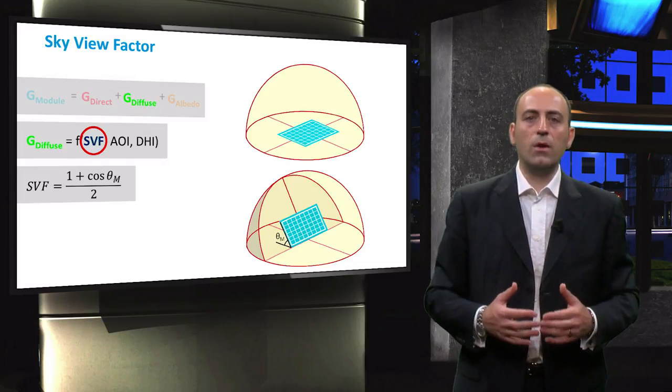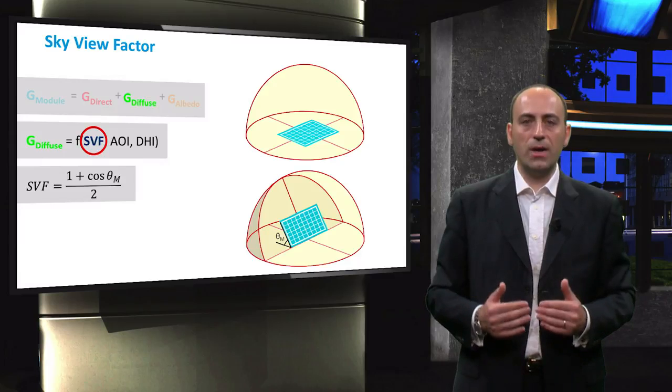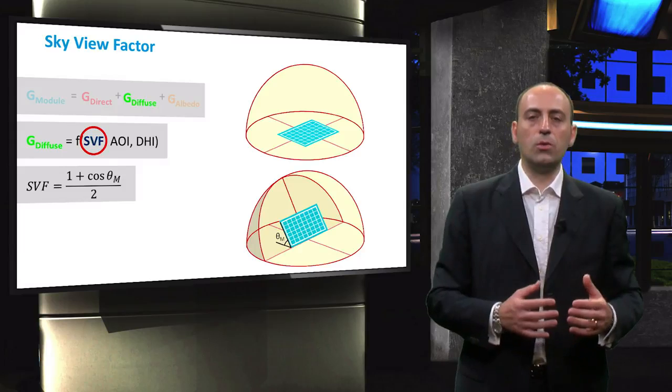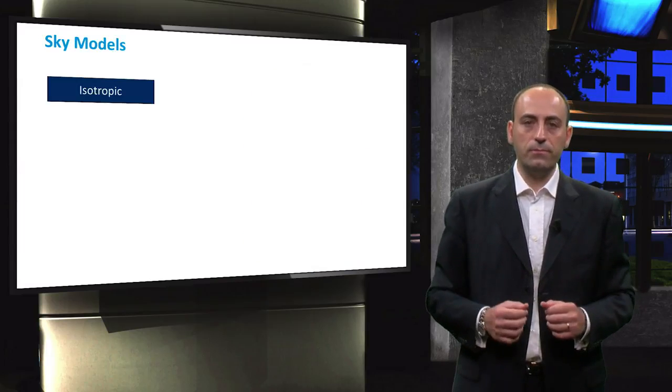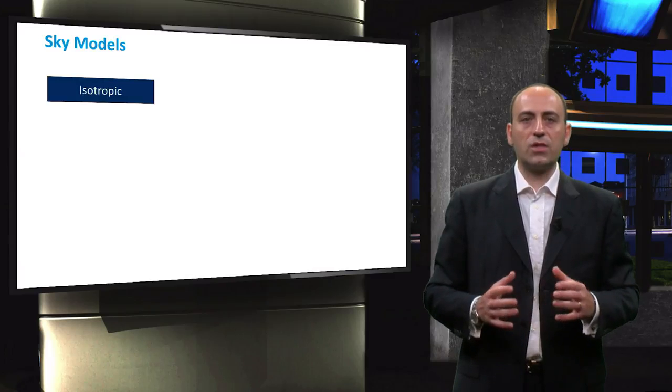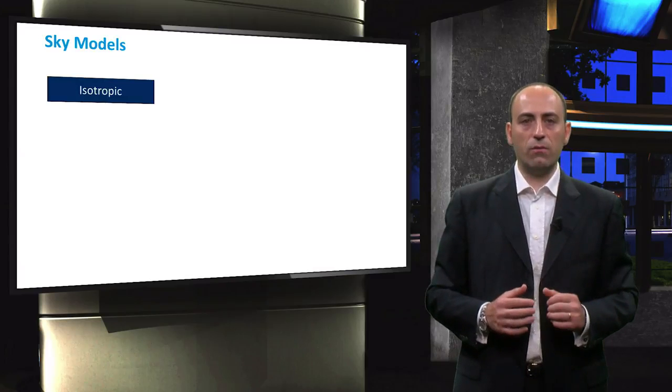On the other hand, when the module is tilted, in order to optimize the direct irradiance, the angle from which light can reach the module is limited, and therefore the sky view factor has to be calculated. Here we show a couple of sky models with varying levels of accuracy.